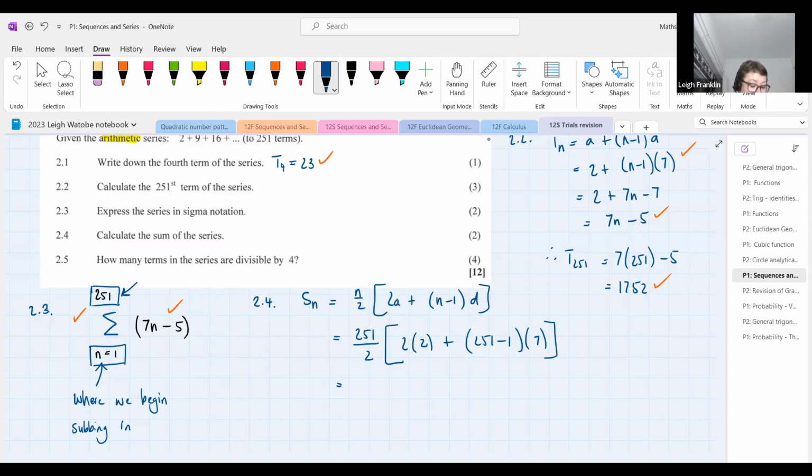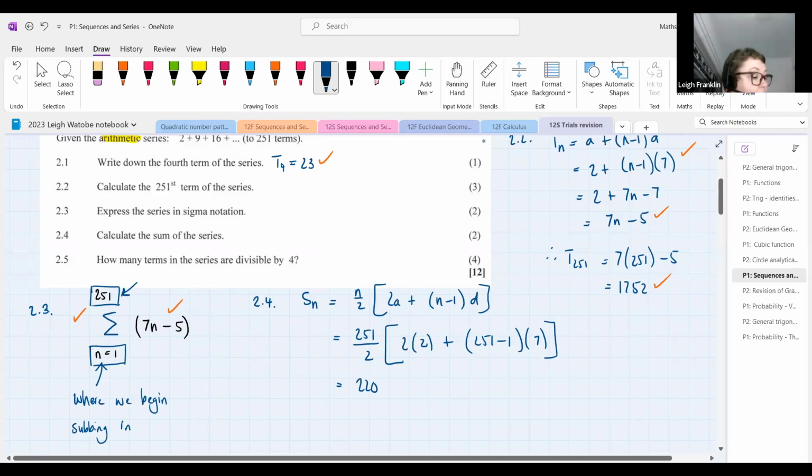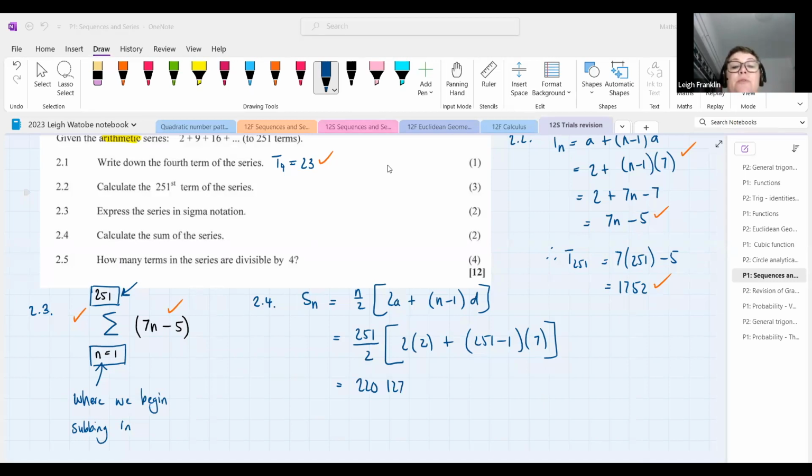And we can double check our answers. Okay, what are you guys getting as an answer? Yeah, me too, Mbalentle. All right, I'm also getting 220,127. Yes, Mosey, me too, as my answer.